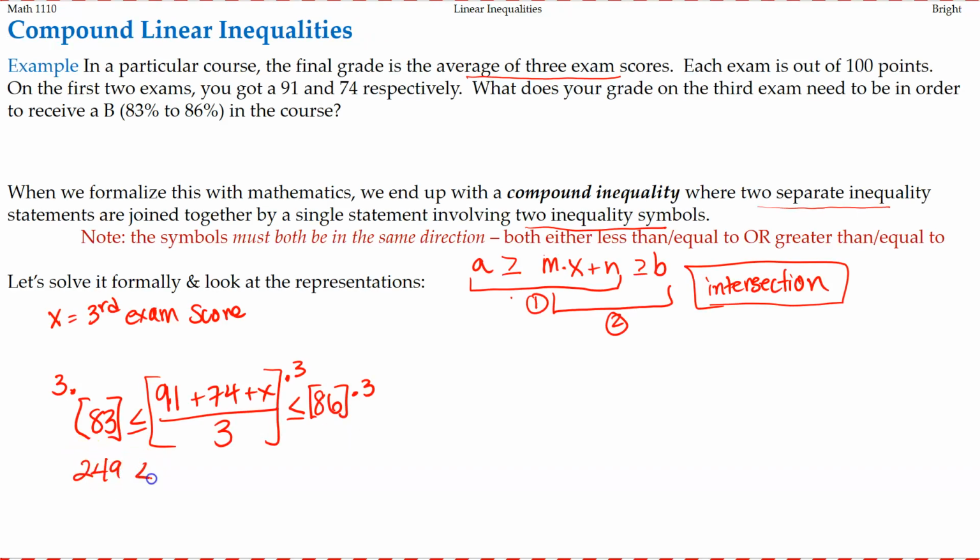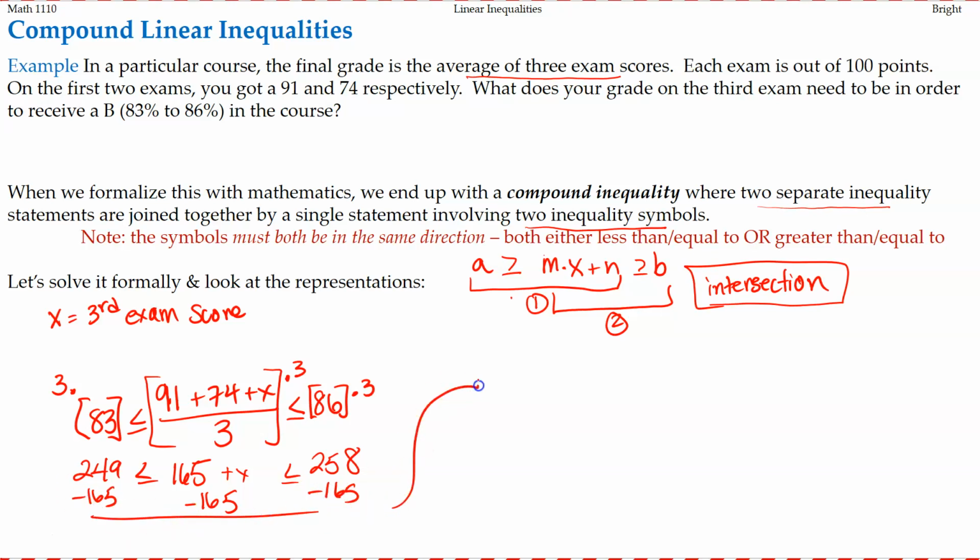When I do this, 249, and then less than or equal to 258. Then there's going to be plus x. I'm going to combine the 91 and 74 to get 165. The last step would be to subtract 165 from each of the 3 pieces. Minus 165, and I'm going to come up here just for space, and I end up getting 84 to 93.